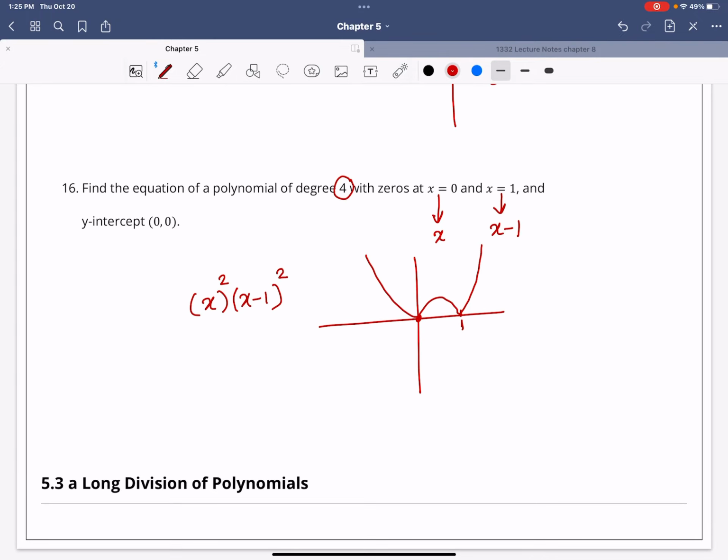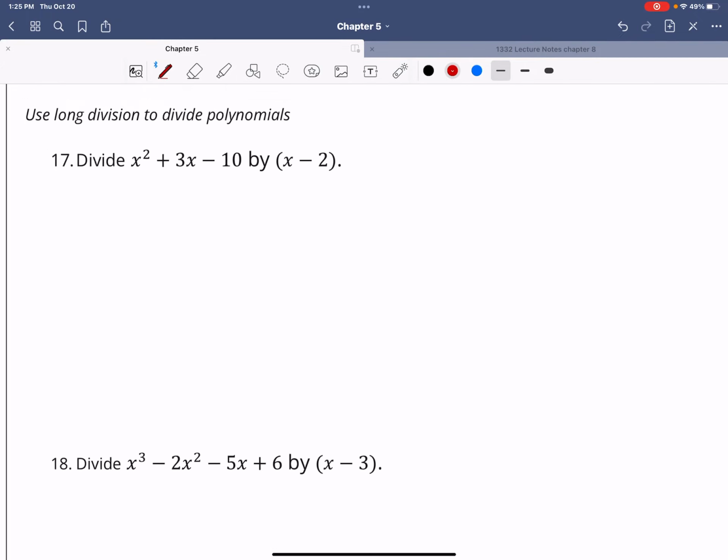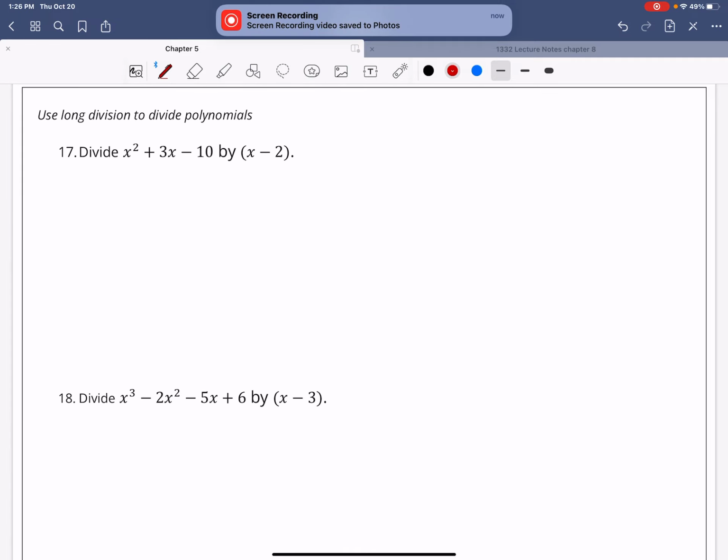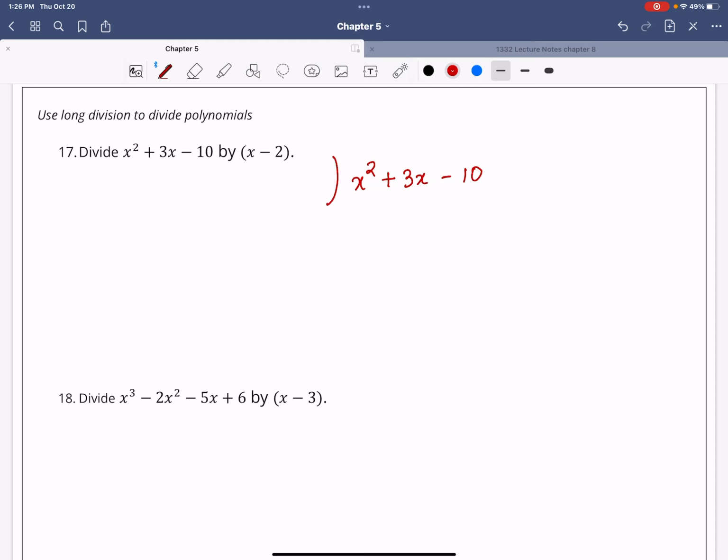Now let's move on to section 5.3, which is long division. All right, how do I do long division? I'm going to go ahead and write down x squared plus 3x minus 10, and I'm going to divide this with x minus 2.